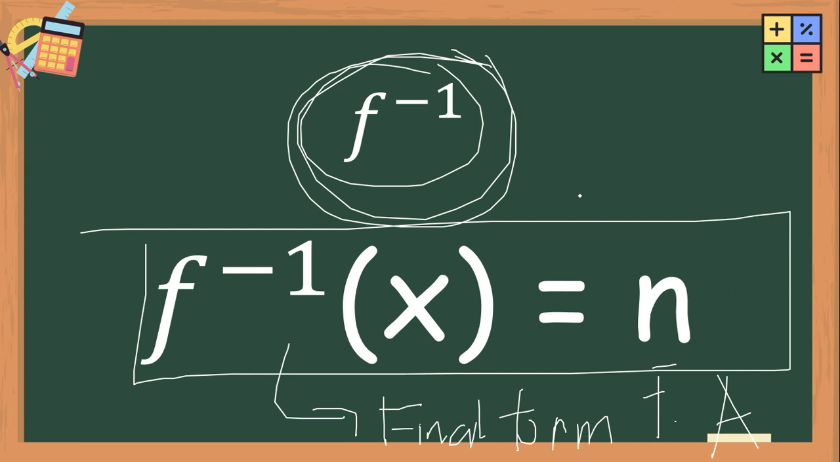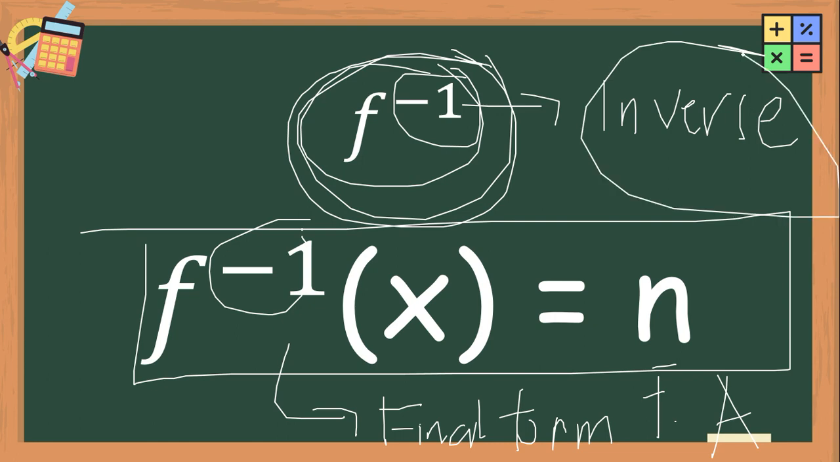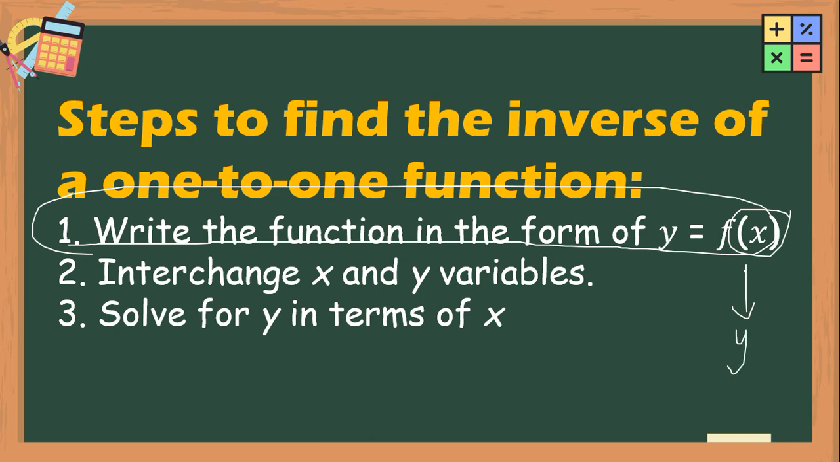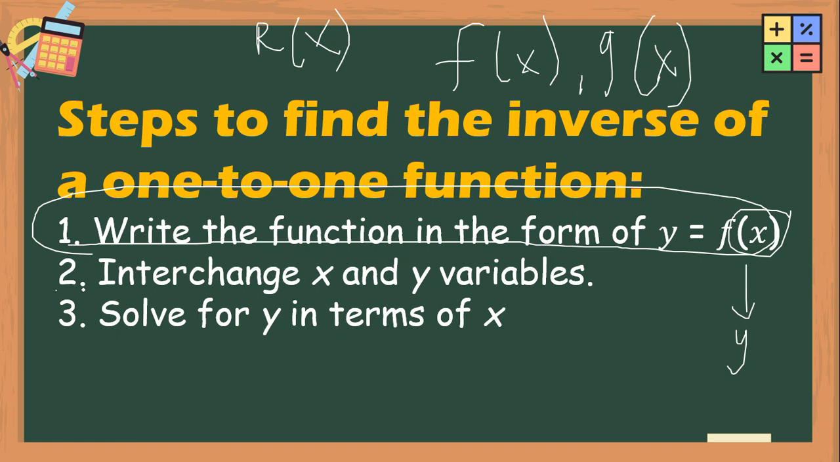Any number raised to negative 1 is what we call inverse. Pag may nakita kayong ganyan, automatic, that is the inverse version ng ating function. This is the inverse of a one-to-one function. Here are the 3 steps for you to solve the inverse function. Number 1, we're going to write the function in the form of y is equal to f of x. Pag may nakita kayong f of x, g of x, r of x, ang meaning lang niyan ay y. Number 2, we're going to interchange the values of your x and y. Interchange meaning, kung ano yung nasa y mo, papalitan mo ng x.